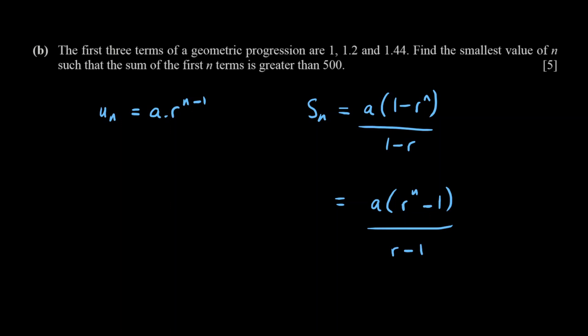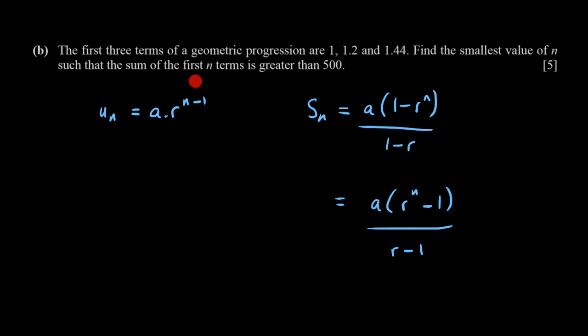Okay, here we are in a geometric progression question now for part B. The first three terms of a geometric progression are 1, 1.2, and 1.44. Find the smallest value of n such that the sum of the first n terms is greater than 500. Well, I think the first thing is just write down the formulas. These are found on your exam paper at the front.